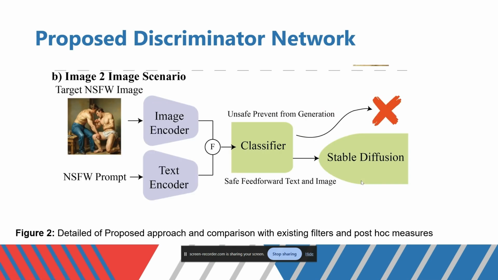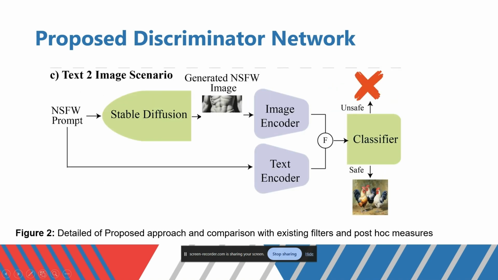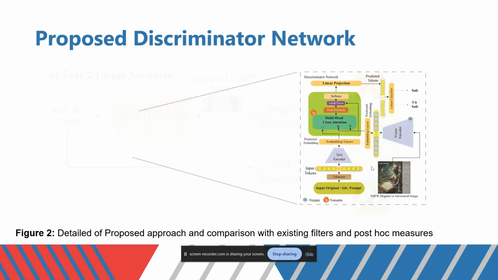So in our approach we propose a joint defense system where both the target image and the prompt are jointly classified into real, safe or unsafe, and the safe input is fed forward to the Stable Diffusion, otherwise it is blocked. Similarly, in the text to image scenario, the prompt is fed forward to Stable Diffusion, the image is fed forward to the image encoder, and the prompt is forwarded to the text encoder. The joint classifier tells whether it is safe or unsafe. If it's unsafe, then we restrict the user, otherwise we let it go.